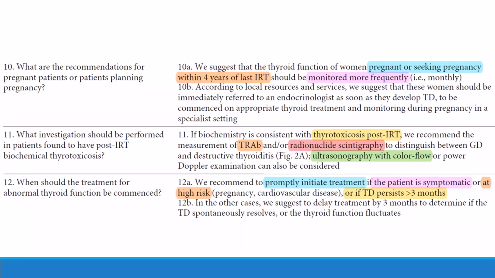If biochemistry is consistent with thyrotoxicosis, we recommend TSH receptor antibody and/or thyroid scan. And also we can assess thyroid vascularity by ultrasonography with color flow Doppler. So if the patient is thyrotoxic post-IRT, in this situation, the same as thyrotoxicosis, we should assess TSH receptor antibody, thyroid scan, and color flow Doppler. We recommend to promptly initiate treatment if the patient is symptomatic.